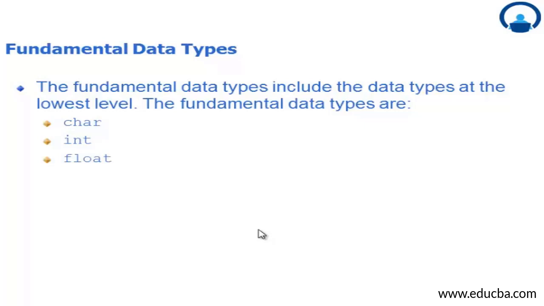Int data type represents integer numbers. If you want to store integer numbers, we can use the data type int. Float data type is for the numbers with decimals such as amounts, quotients, salary. If you want to store the percentage, anything with the decimal point, we can store it using the float data type.